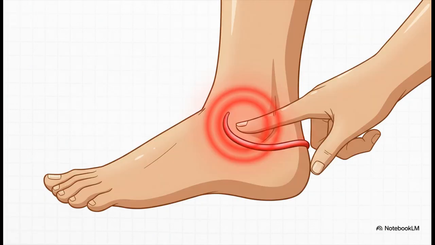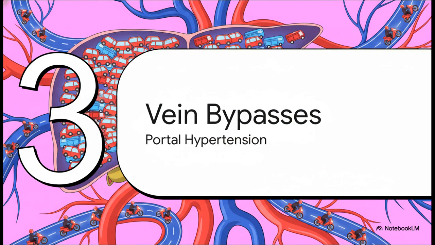And the answer is the posterior tibial artery. That's the one. And just think about its path, right? This is the artery where you can feel for a pulse just behind the medial malleolus, you know, on the inside of your ankle. Super useful.